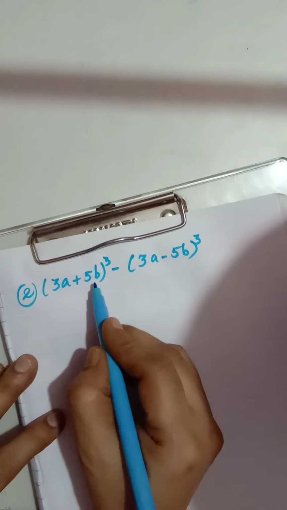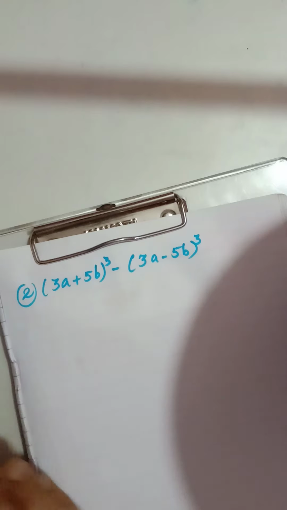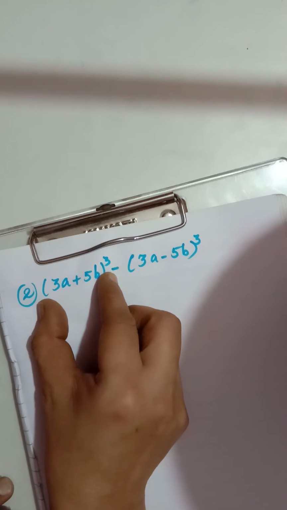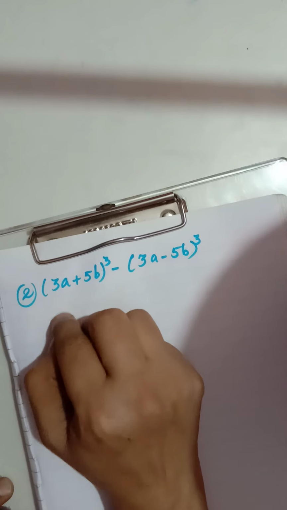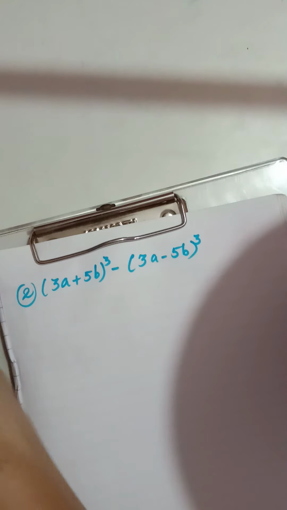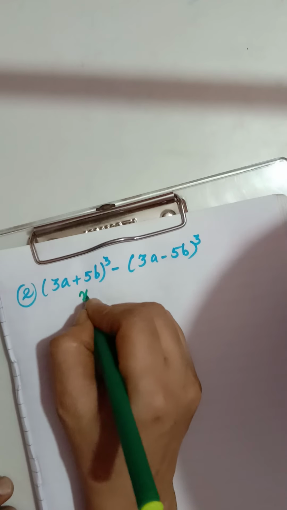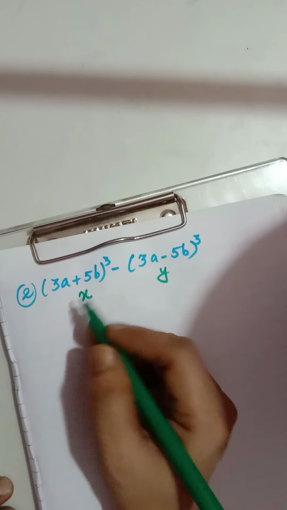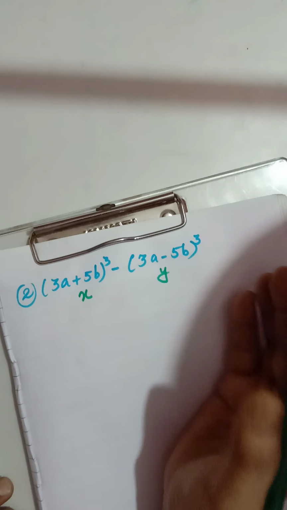That is 3a plus 5b the whole cube minus 3a minus 5b the whole cube. Now see children, consider that this 3a plus 5b is your a term, a cube. This is one term, that is the a term, and this is the b term. Suppose, for example, this is my x term and this is my y term. So x cube minus y cube. Your formula will be the same: x minus y bracket x square plus xy plus y square.